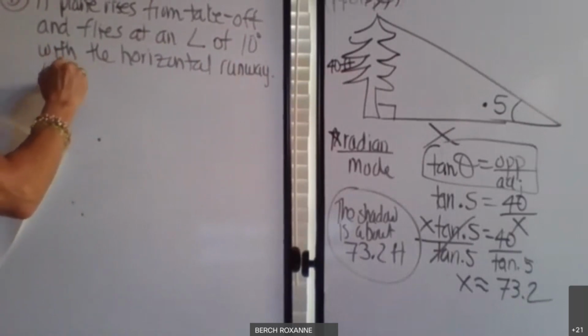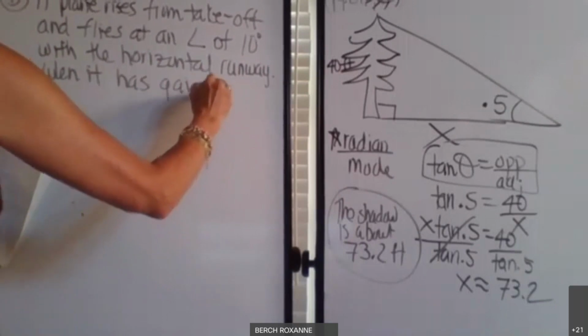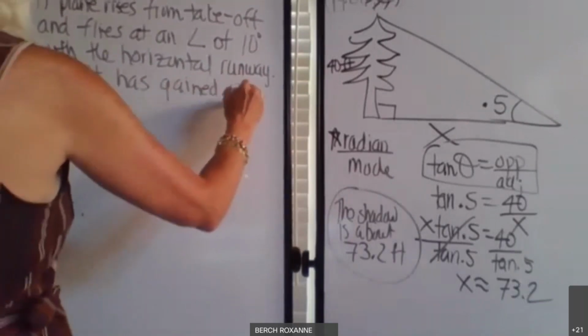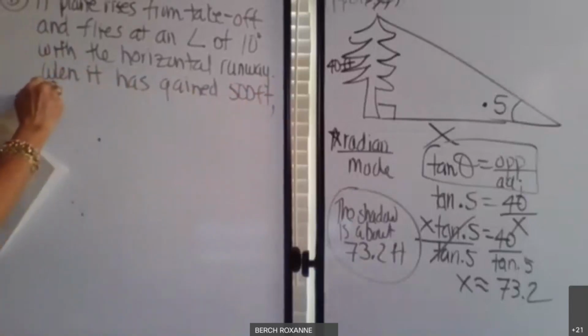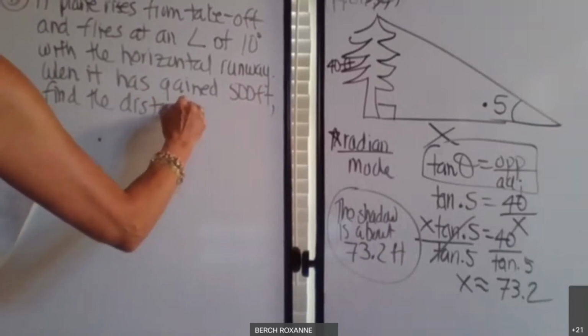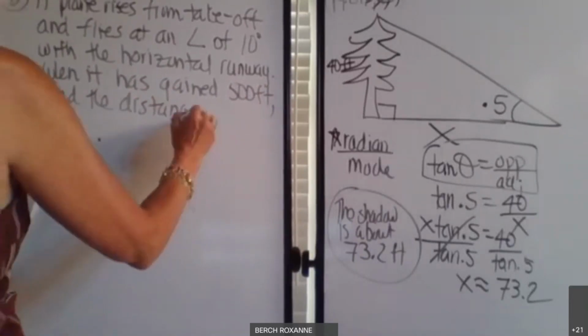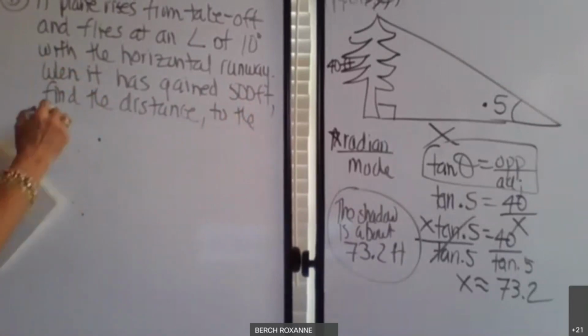When it has gained 500 feet, find the distance to the nearest foot the plane has flown.